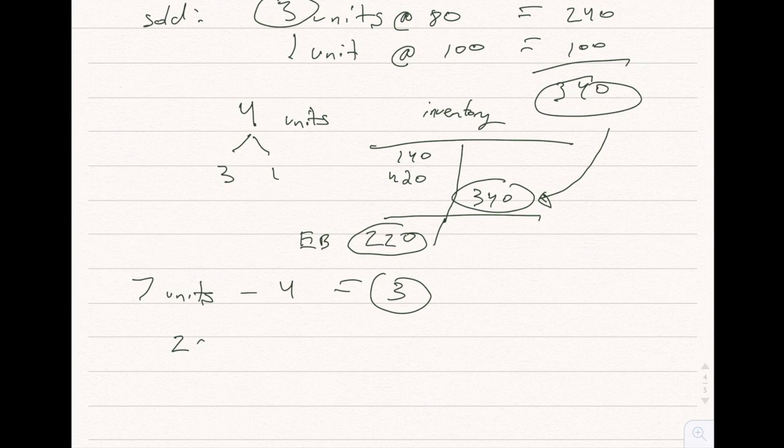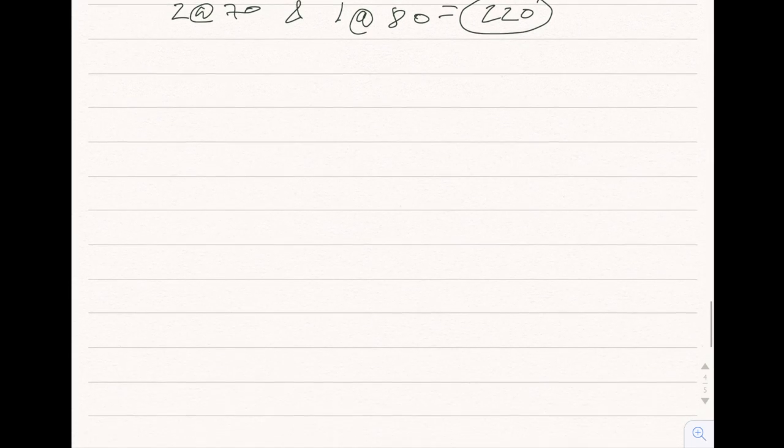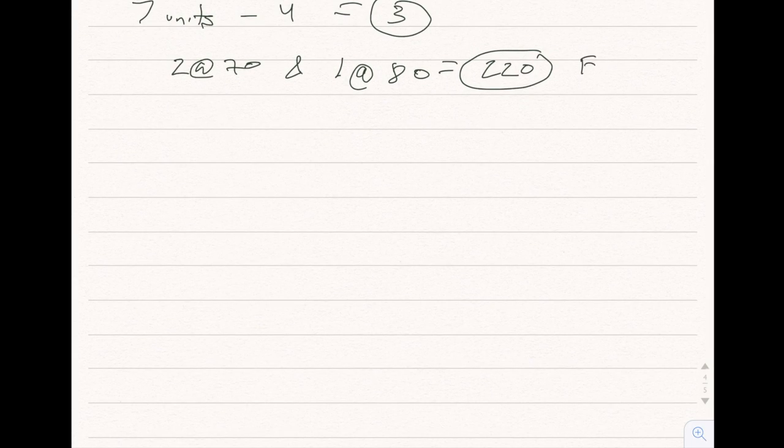So 2 at 70 and 1 at 80. Sorry there. 1 at 80 equals what? 2 times 70 is 140. 140 plus 80 is 220. That all checks out, as it always does. Ending balance.